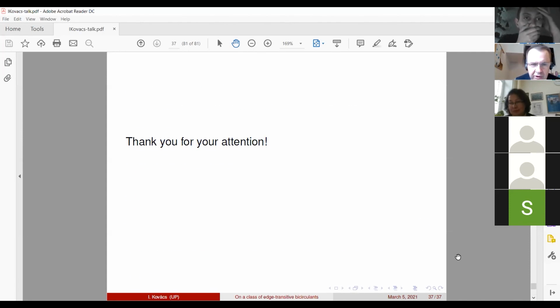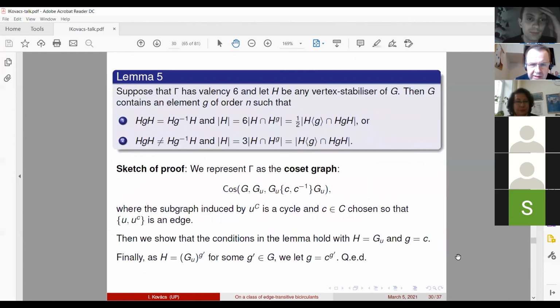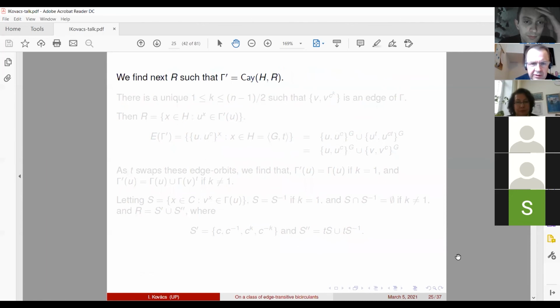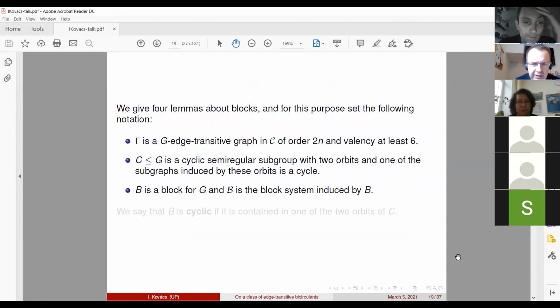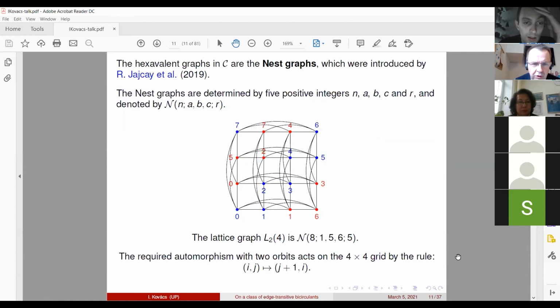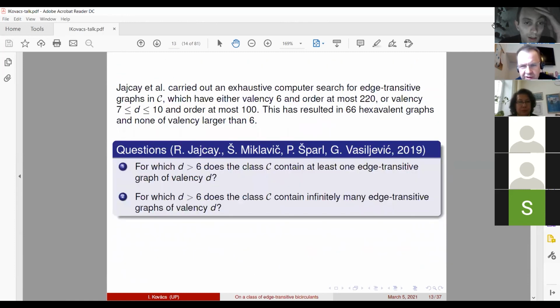I don't know any example, and I can show you again this slide with the computational result. So Robert Jajcay and the co-authors computed half-transitive graphs of valency 7 to 10, and the order up to 100. They computed this in this range, and in this range, no graph appeared. So no graph is known.